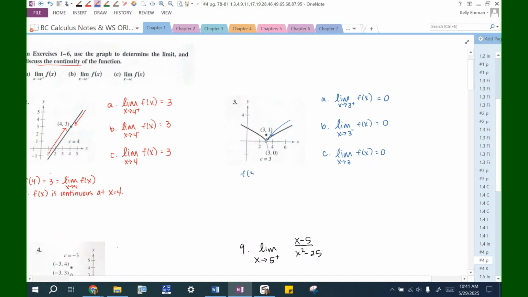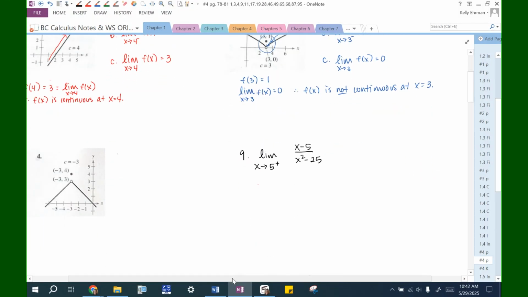However, f of 3 is equal to 1, and the limit as x approaches 3 of f of x is equal to 0. So therefore, f of x is not continuous at x equals 3. F of x is continuous everywhere else. It's just where we have this one point where the limit value is not equal to the function value. If you asked me whether f is continuous at 2 or 6 or 4 or any other point but this one, the answer would be yes, f of x is continuous there. So you do have to specify where the discontinuity is.